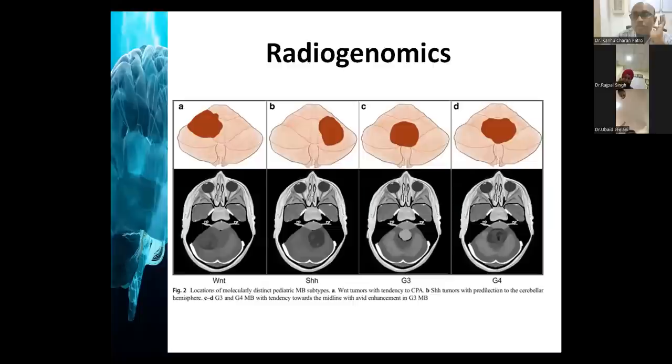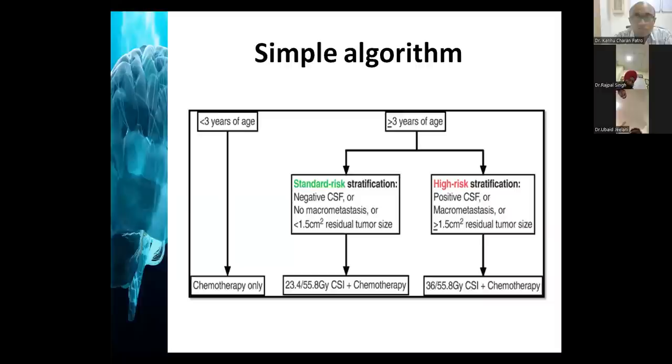In this simple algorithm, for less than 3 years of age, you should go for chemotherapy alone, and for more than 3 years of age, chemotherapy followed by CSI. When the patient is more than 3 years old, you can go for the CSI.